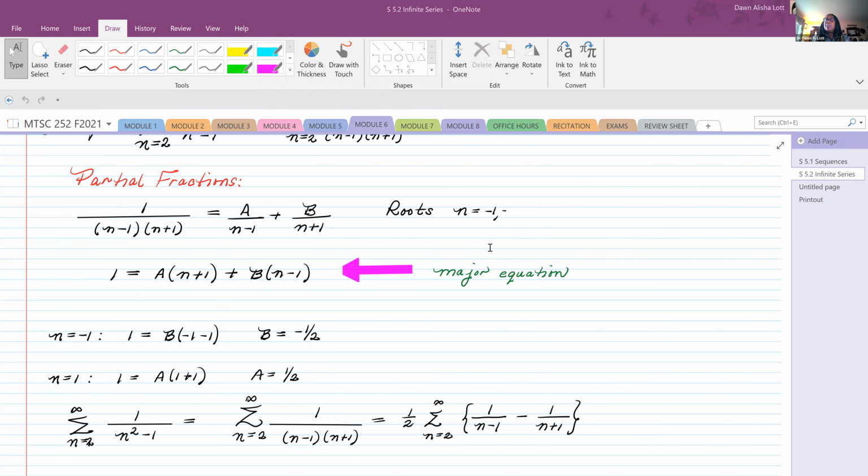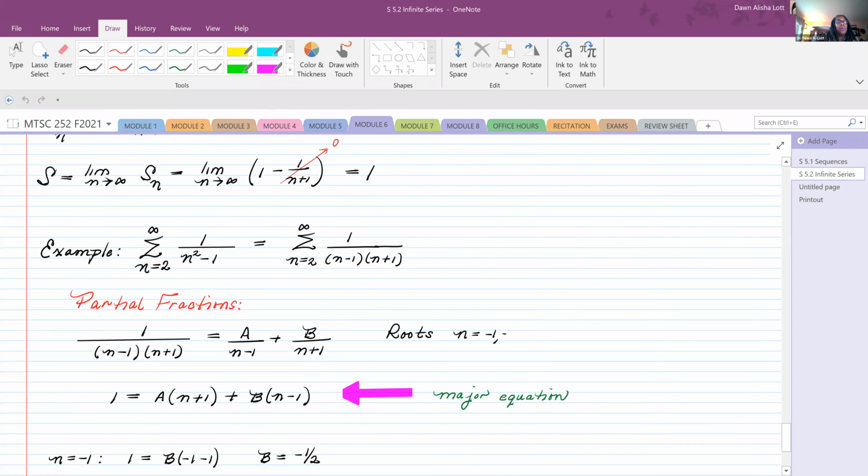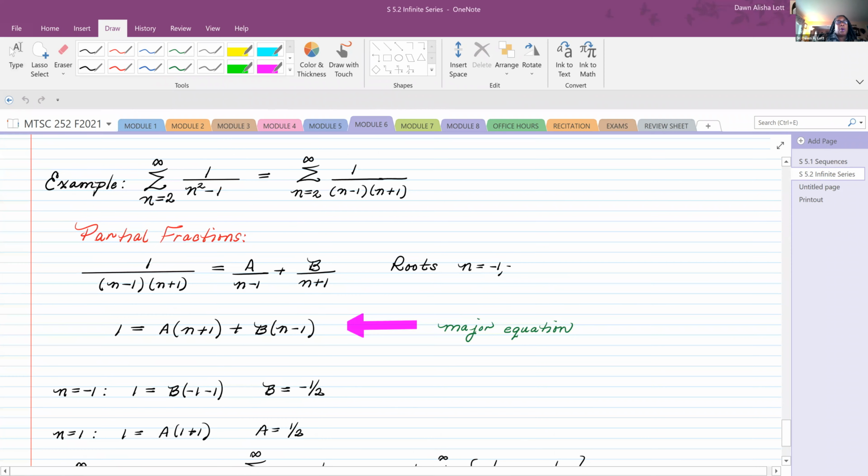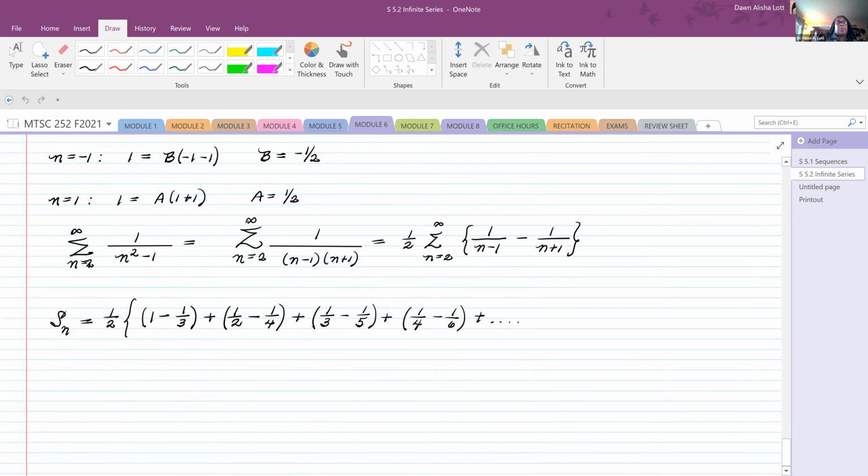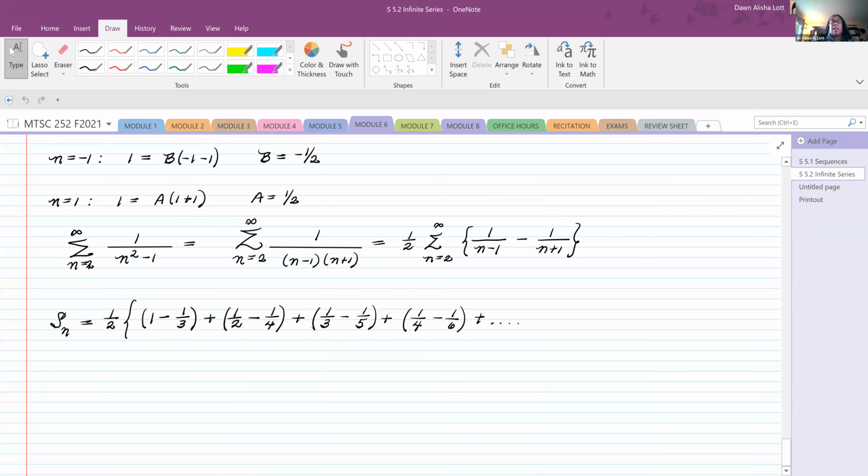All right, so we were in section 5.2. We were looking at infinite series. And the last series we looked at was telescoping series. And in the telescoping series, the problem that we had was determining whether or not this first series actually converged or diverged. We looked at it via partial fractions.